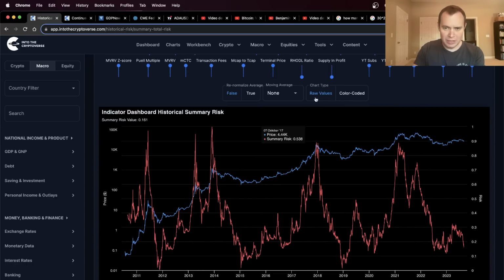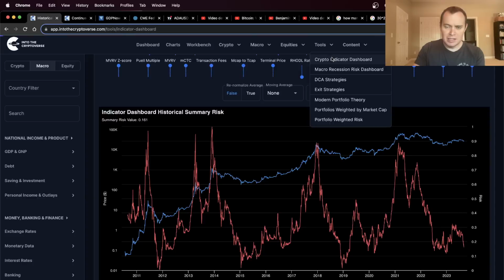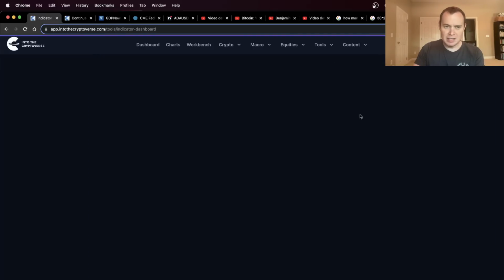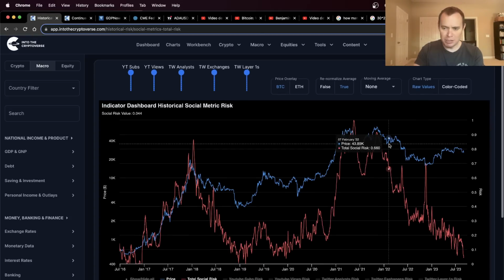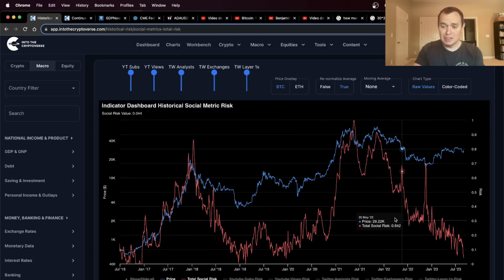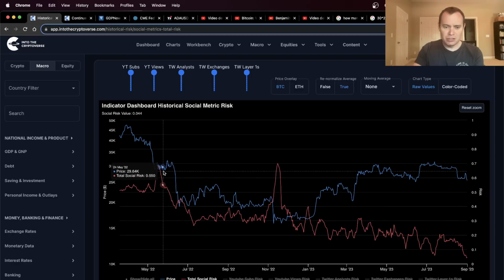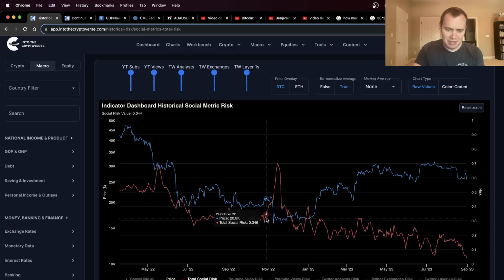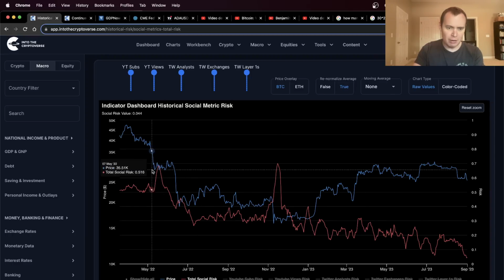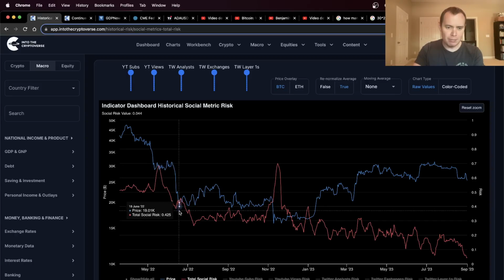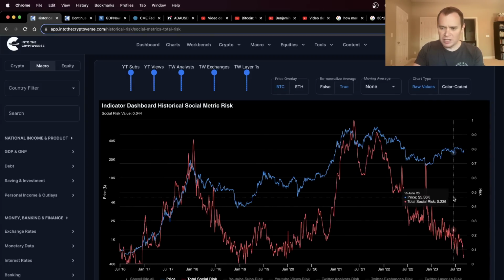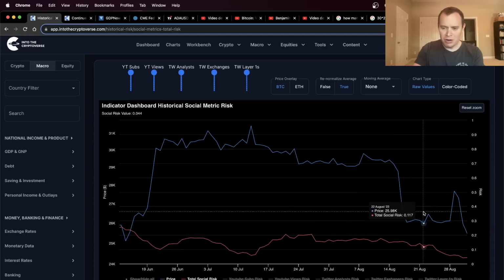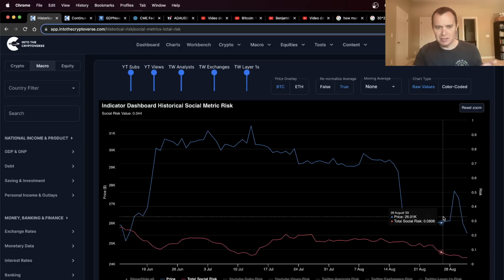What I thought was really interesting recently was the social risk, because I think there is some evidence to suggest that we are now entering into the depression phase. The reason why I say that is because a lot of times when we saw these big drops earlier, we would get big spikes in the social risk, right? Like this big drop right here, the social risk went up. This drop right here, the social risk went up. This drop here, social risk went up. We just got a pretty sizable drop, but now the social risk isn't going up. It's just going down.